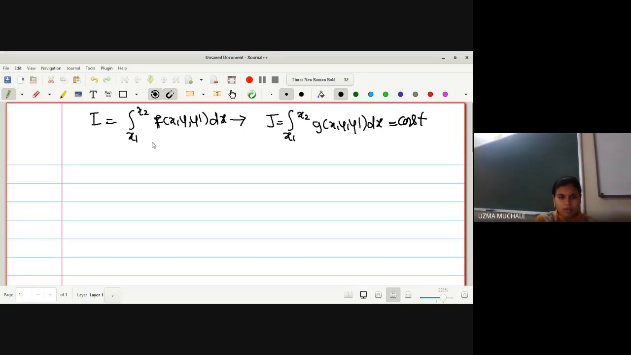Then we got the Euler-Lagrange equation by considering a new integral I star, which is nothing but I plus lambda J. And what is the corresponding integrand? F star is f plus lambda g. So I star and f star are in such a way that to find the extremization of I under the condition J, it is equivalent to find the extrema of I star.